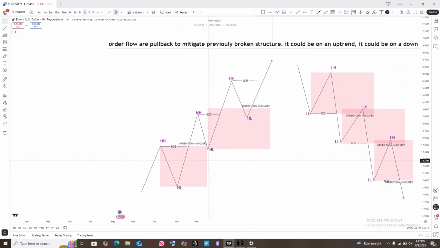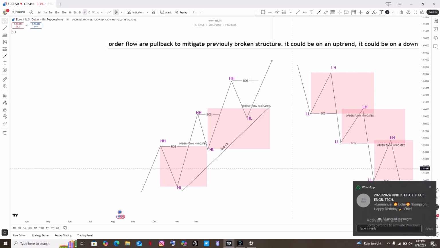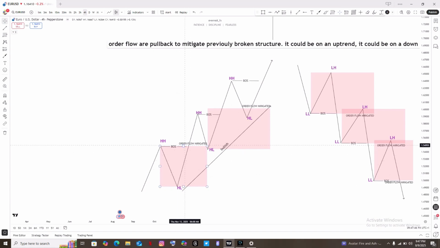Now, this is an uptrend. Like this. That's a bullish market. Now, there was a break of structure here. There was a break of structure here like this to the upside. And the market came back. Once the market came back to this place and broke structure again, you see what I wrote here? Order flow mitigated. That means this order flow has been mitigated.